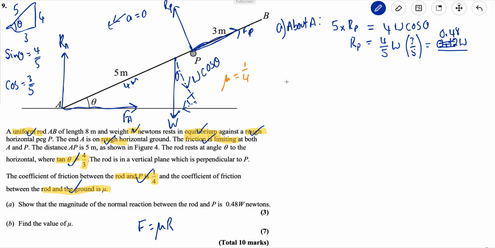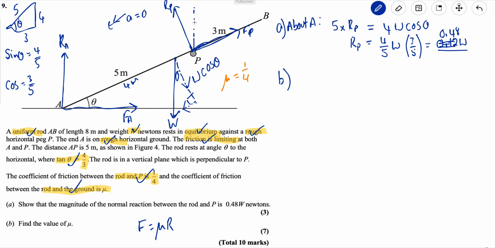Okay, so for the next part, B, I've got to find the value of mu. So that's the coefficient of friction here. So I'll need the reaction and the friction there. Now the reaction is vertical and the friction is horizontal, so I'm going to resolve vertically and horizontally. This force is fine because it's vertical, but these are now diagonal to the vertical and horizontal.